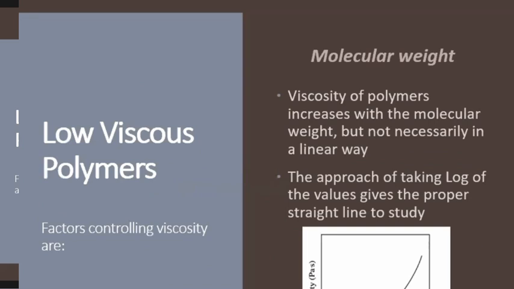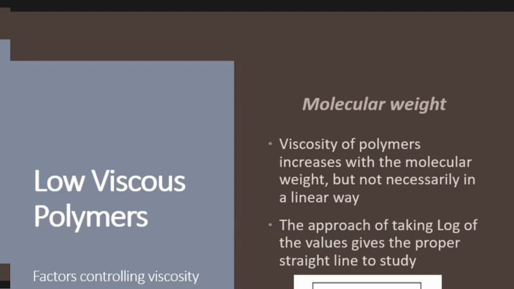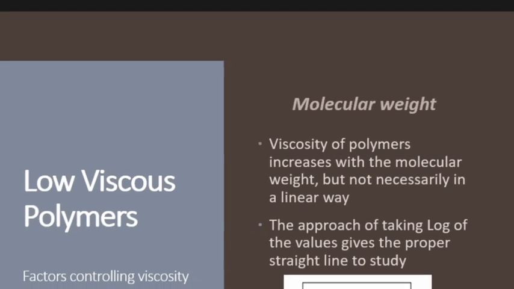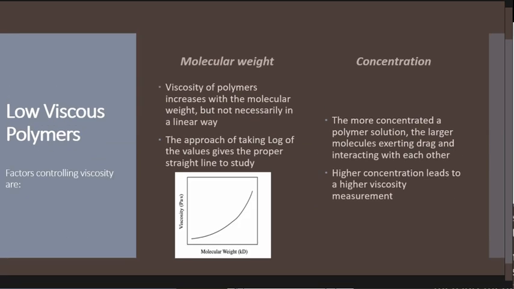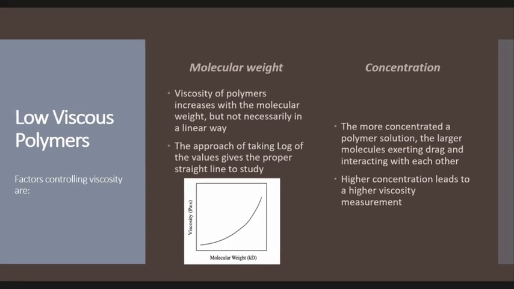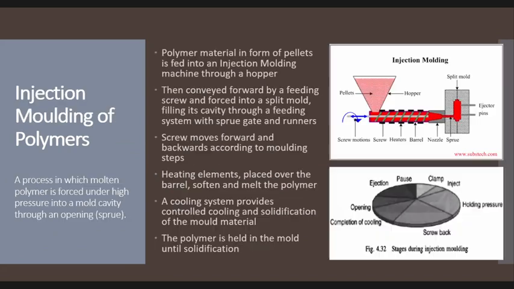Factors controlling viscosity are molecular weight and concentration. Viscosity increases with molecular weight, but not in a linear way, as shown in the graph. And higher concentration leads to a higher viscosity measurement. Now, injection molding of polymers. It is a process in which molten polymer is forced under high pressure into a mold cavity through an opening.